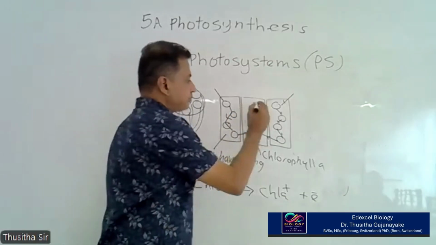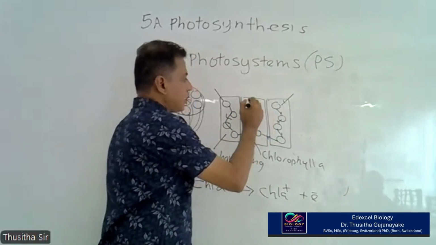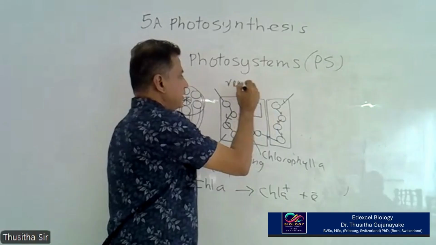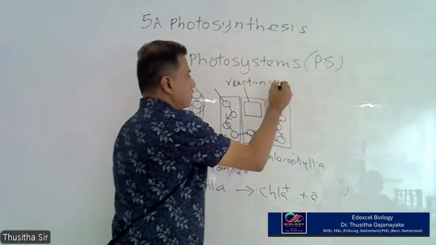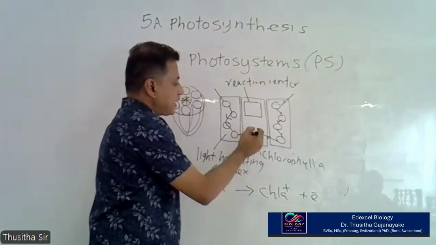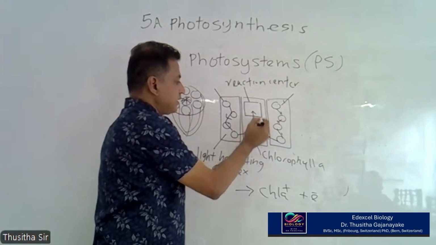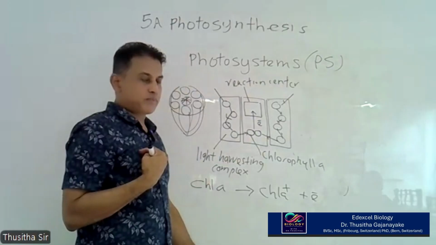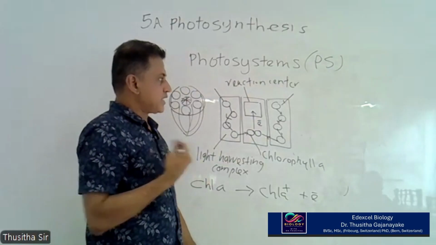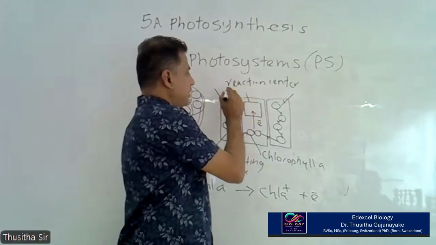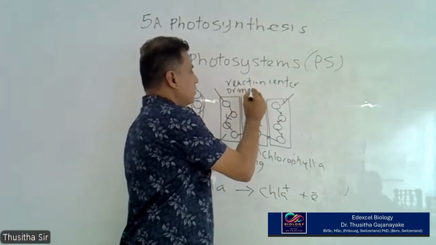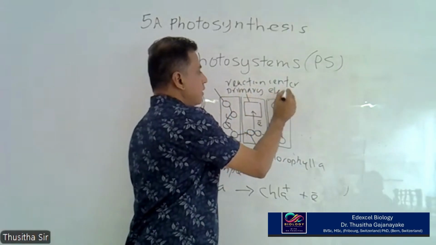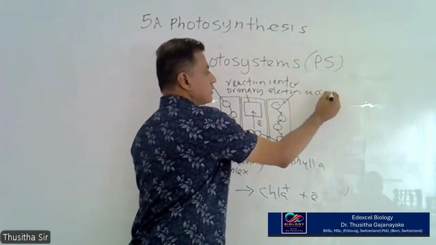Now here, the place is called the reaction center. And electrons now move into the reaction center, and somebody should accept the electrons. So the reaction center has a primary electron acceptor.